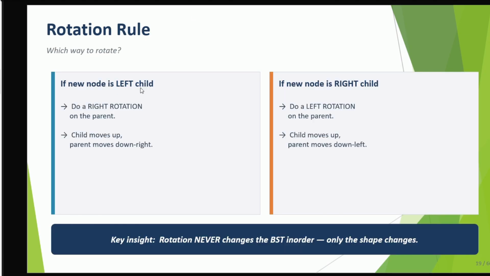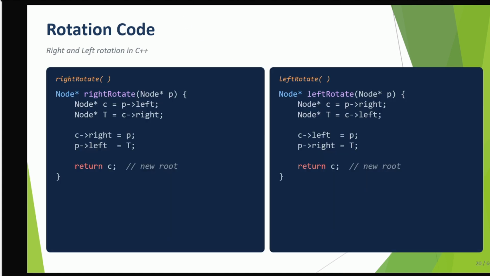If the left child has a higher priority value than its parent, we'll perform a right rotation so that the child moves up and the parent moves down and becomes the right child of the new node. And if the right child has the higher priority value, then we perform a left rotation so that the child moves up and the parent moves down and becomes the left child of the new node.